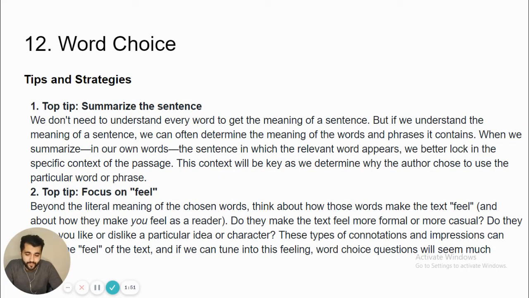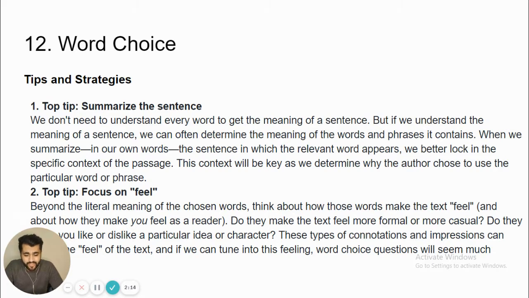So what are the tips? Number one, summarize a sentence. We don't need to understand every word to get the meaning of a sentence. But if we understand the meaning of a sentence, we can often determine the meaning of the words and the phrases it contains, right? This tip is similar to the tip that we got in the words in context question type video.